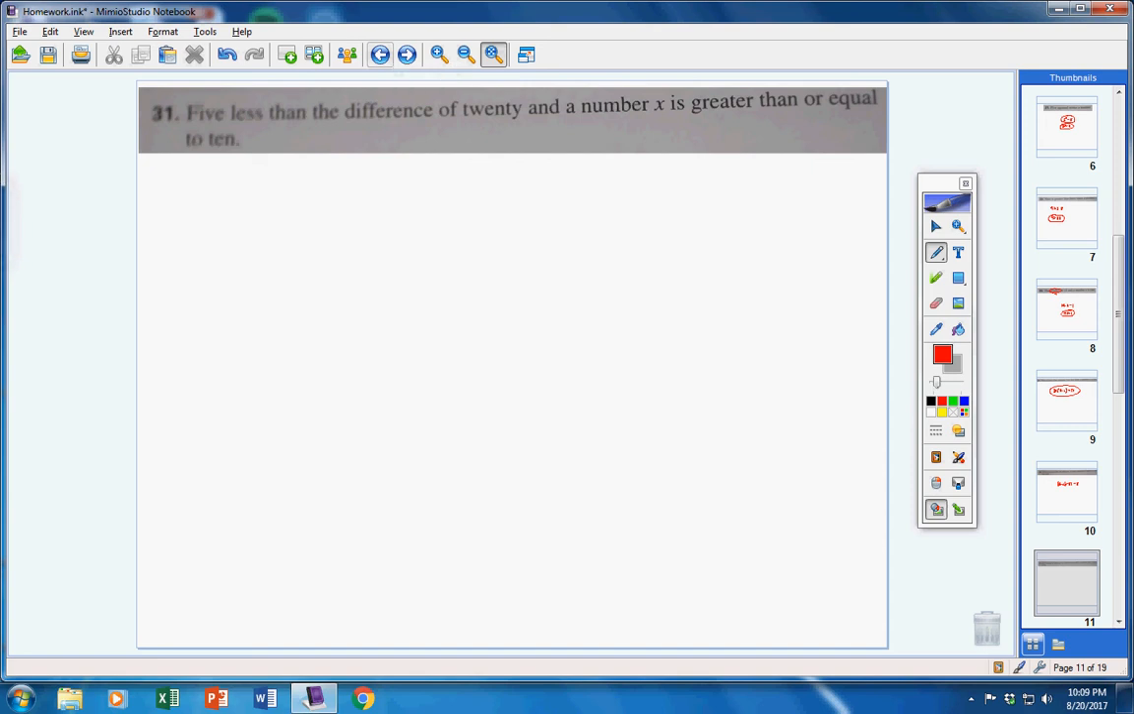Good. Another one for you guys to practice, okay? 5 less than the difference. So we're subtracting 5. 5 less than. What are we subtracting 5 from? Not from a number, not from a variable, from the difference. So we put a parentheses again. So it's 5 less than the difference.